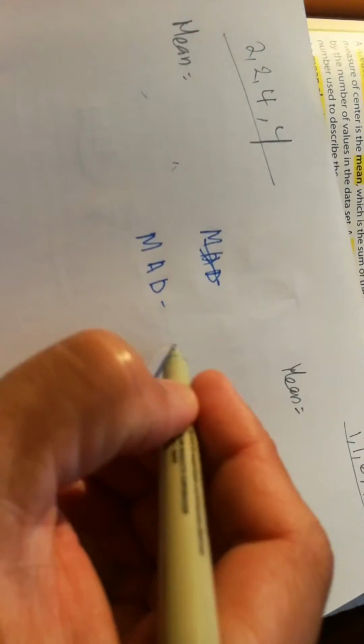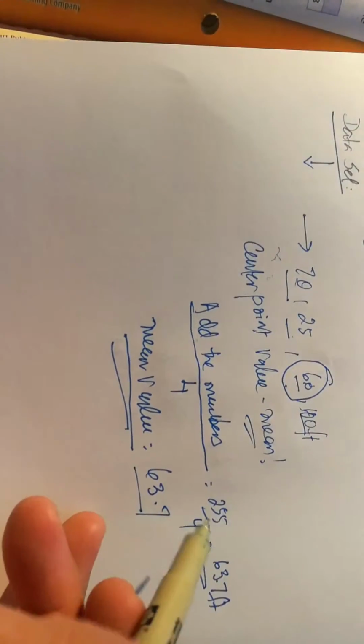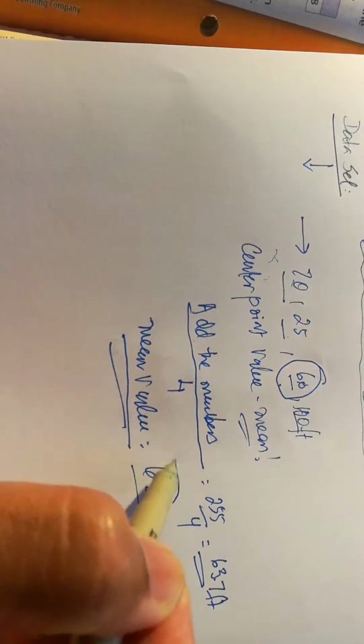Another concept that we need to be aware of is the acronym MAD, M-A-D. This is called mean absolute deviation. Now, what does this mean? Mean absolute deviation. Simply, if you go back here, you're trying to find out, this is the mean.